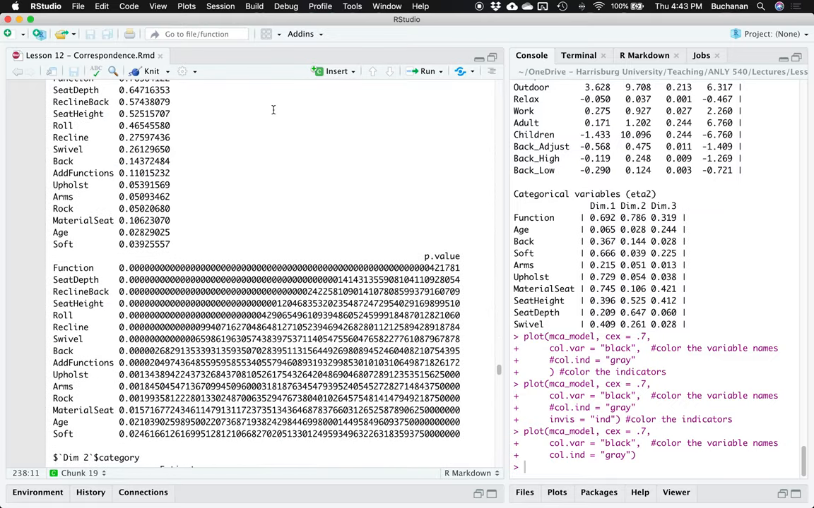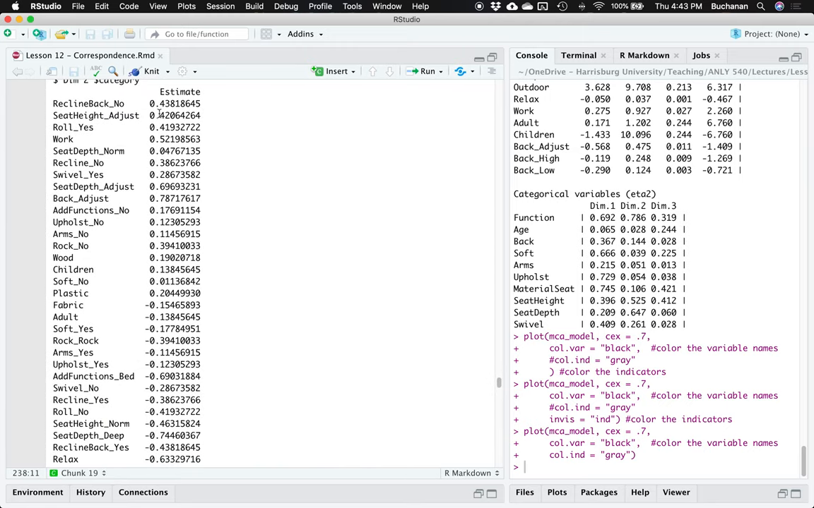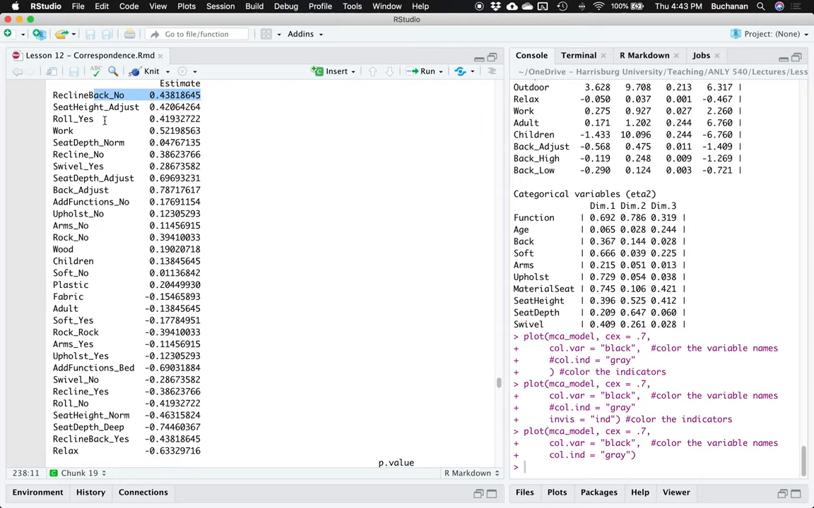In our second dimension, what we can look at, keep scrolling here, is that we're going to see adjustable seats. So the back is adjustable. The seat depth is adjustable. It's a work chair. So this sounds like an office chair. Okay. It doesn't recline back because it's not a lazy boy, right? But it does adjust in different ways, up and down, and swivels and rolls.